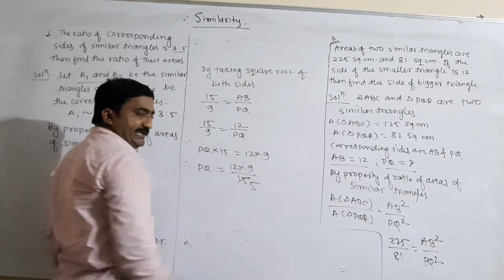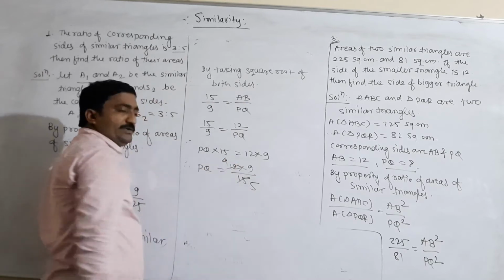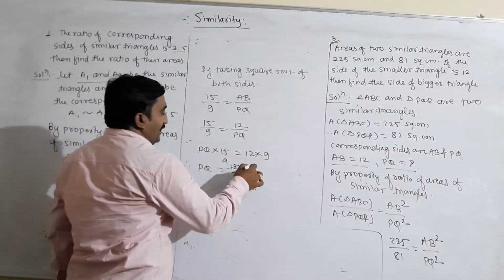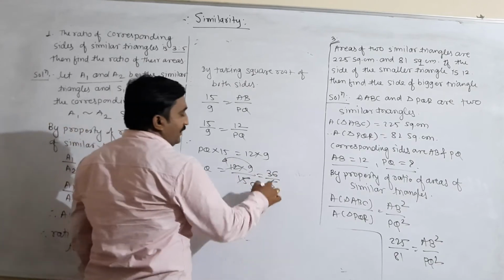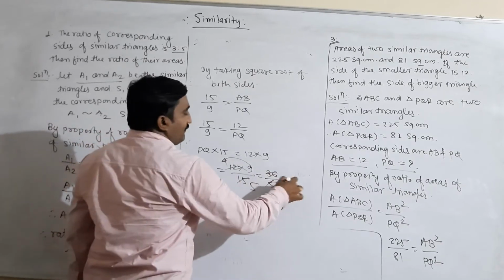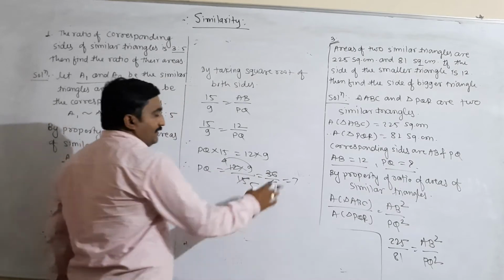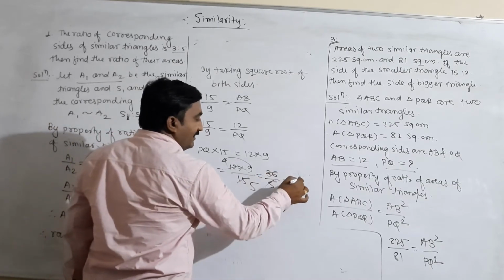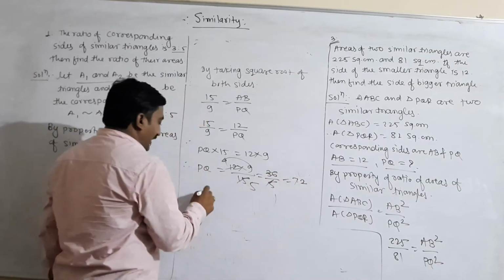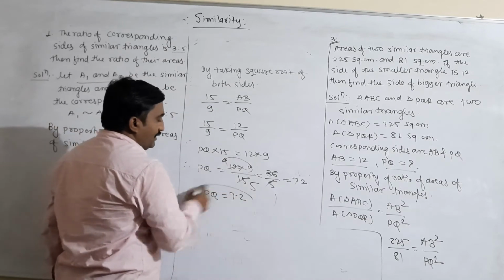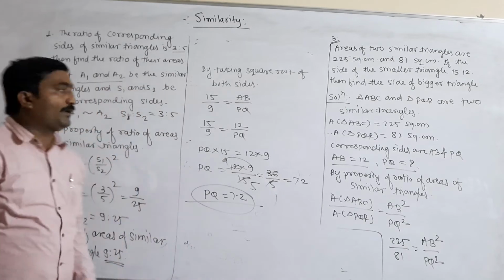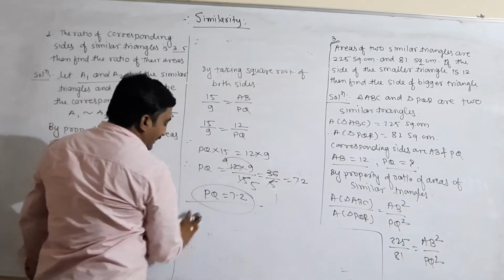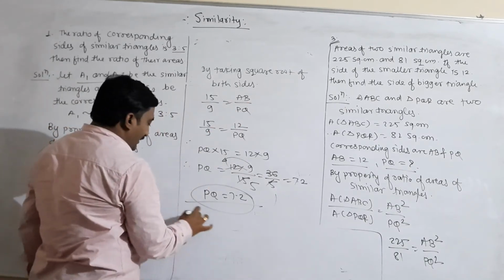3 fives are 15, 3 fours are 12. So 9 fours are 36 divided by 5. 5 sevens are 35, remaining 1, 10, 5 twos are 10. Therefore PQ is equal to 7.2. This is the answer for your problem. So writing the full sentence, side of bigger triangle.